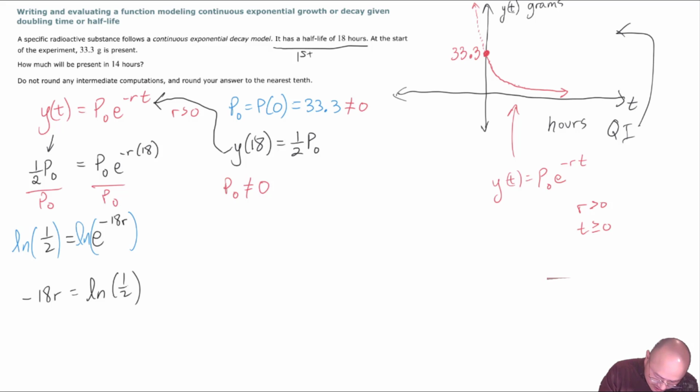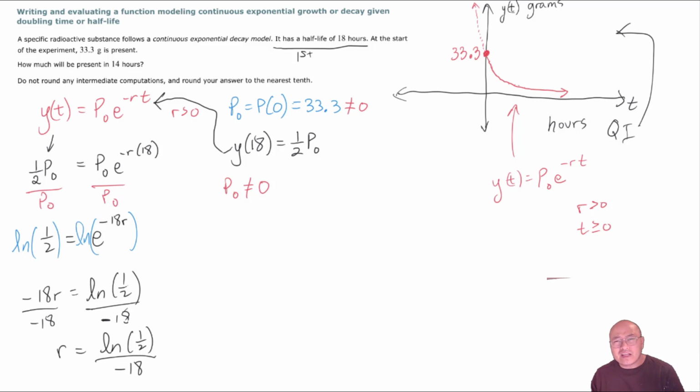Divide the entire sides by negative 18 because negative 18 is not 0. And keep in mind that ln of 1/2 is a negative number. So a negative number divided by a negative number is indeed positive. So this r does make sense. What do we have now? Well, we have r, which allows us to write our model.